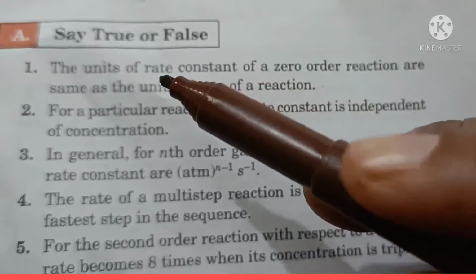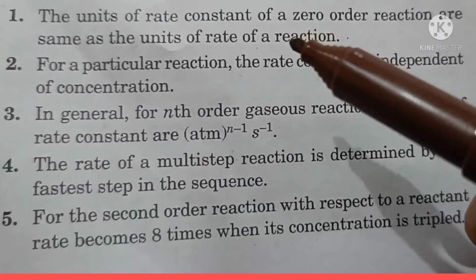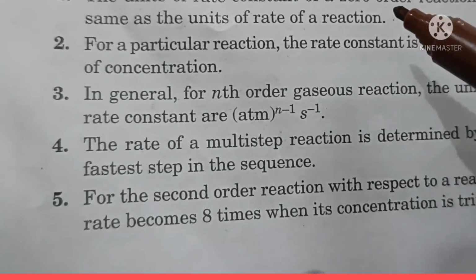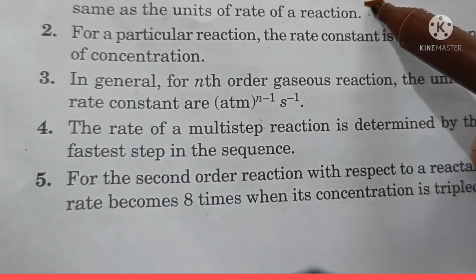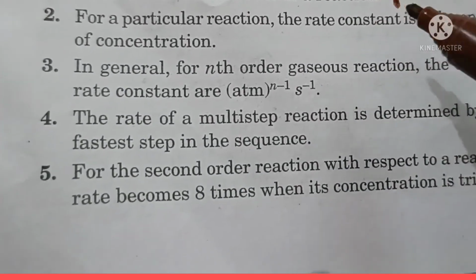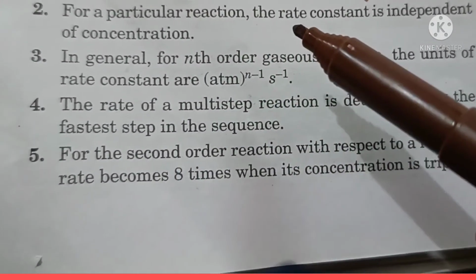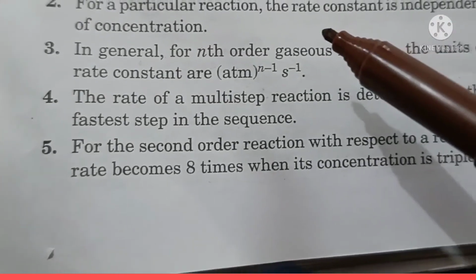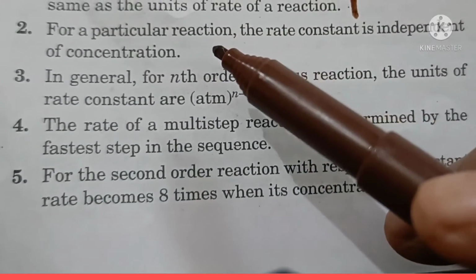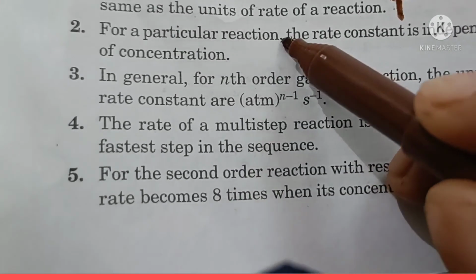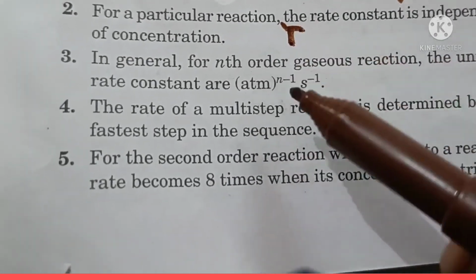Say true or false. The units of rate constant of a zero order reaction are same as the units of rate of a reaction. True. Both have the units moles per liter per second. For a particular reaction, rate constant is independent of concentration. True, because it has a constant value.